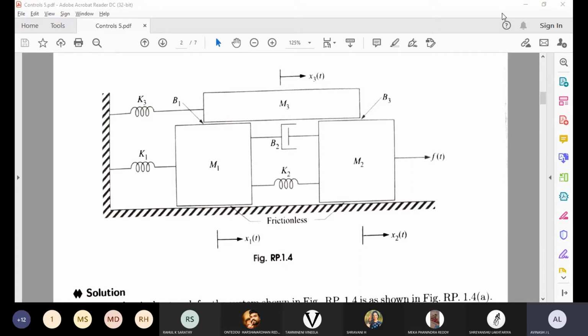Here in this particular numerical, it is something like this. This is the first numerical where you can see that the three displacements are x1 of t, x2 of t and x3 of t. I'll write it down. Once you write it, please let me know.